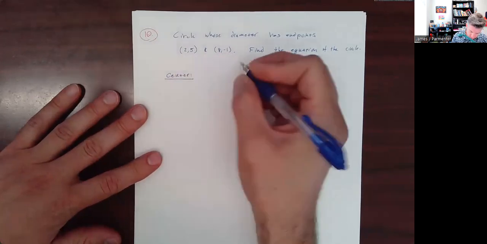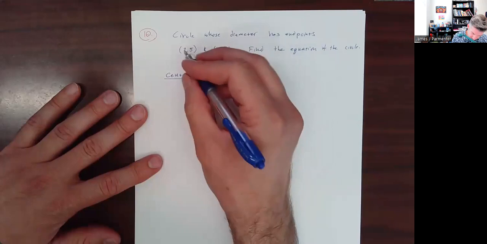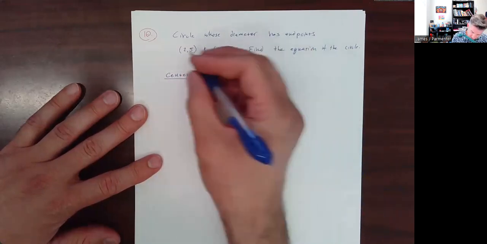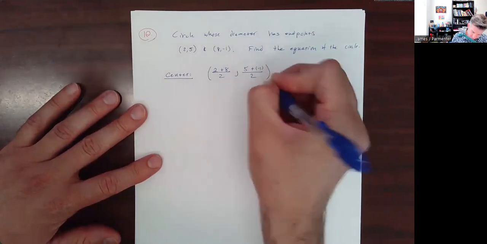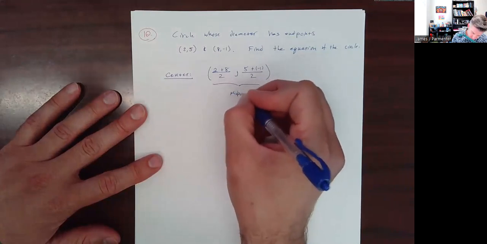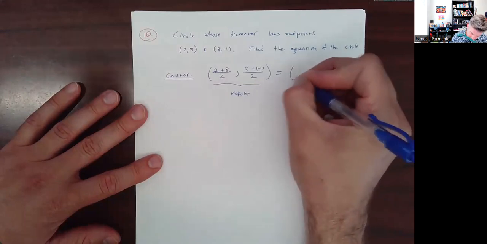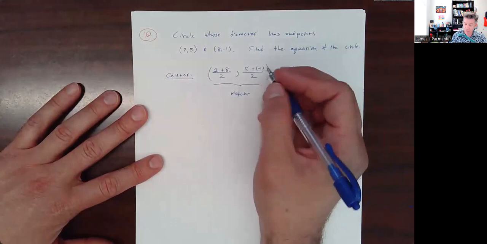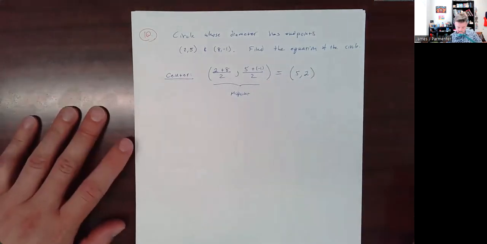So the center, I'm just going to find the midpoint. So we're going to do 2 plus 8, right? The average of the x's divided by 2. And the average of the y's, 5 plus -1 divided by 2. Right, that's our midpoint formula. So that's going to be, let's see, 2 plus 8 is 10. 10 divided by 2 is 5. 5 plus -1 is 5 minus 1, which is 4. 4 divided by 2 is 2. So there's your center.